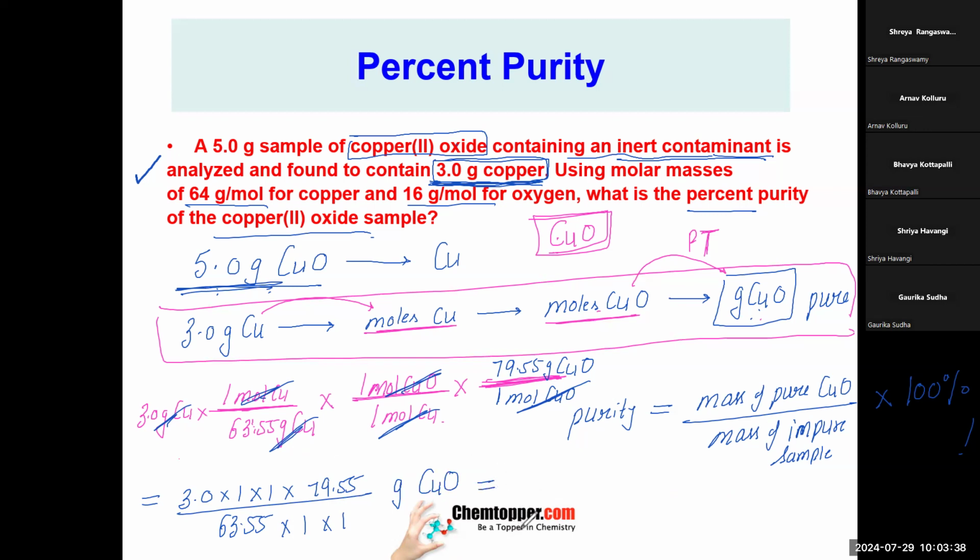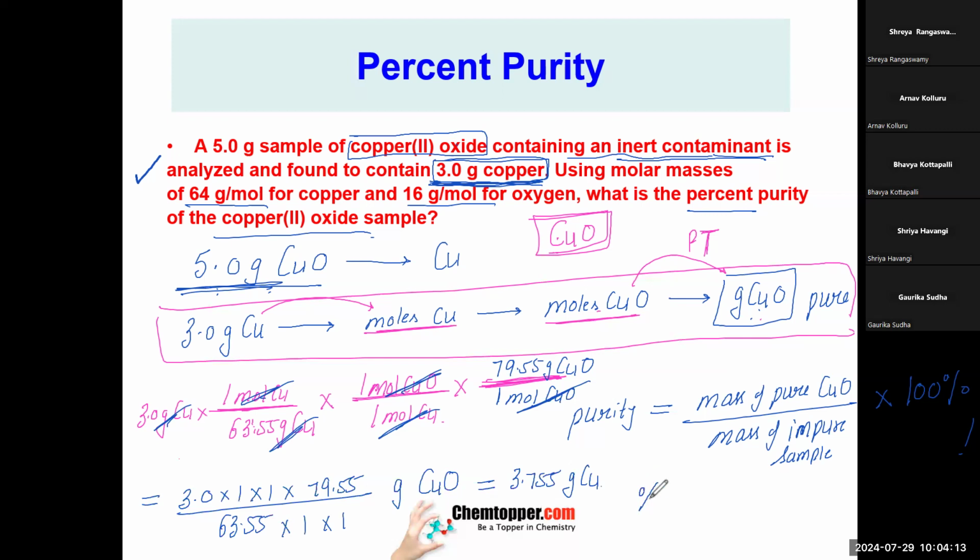How much is this? Yes, Arnav, how much is this? Okay, Shreya R is giving me the answer with very high accuracy. Arnav is also confirming it. So, yes, Arnav, Shreya R, Shreya H, very fast in calculation.